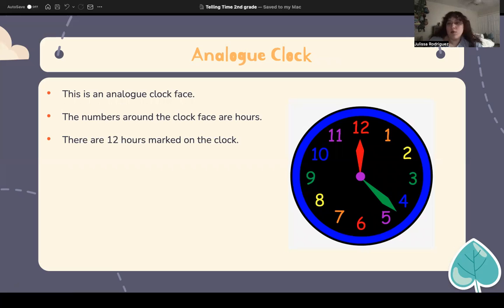Another thing, when the big hand is at the 12, that is referred to as o'clock. So for instance, if the little hand is at the 1 here, it would be 1, and the big hand is at the 12 where the little one is, it would be considered 1 o'clock. Can everybody say 1 o'clock? Okay, so 1 o'clock.